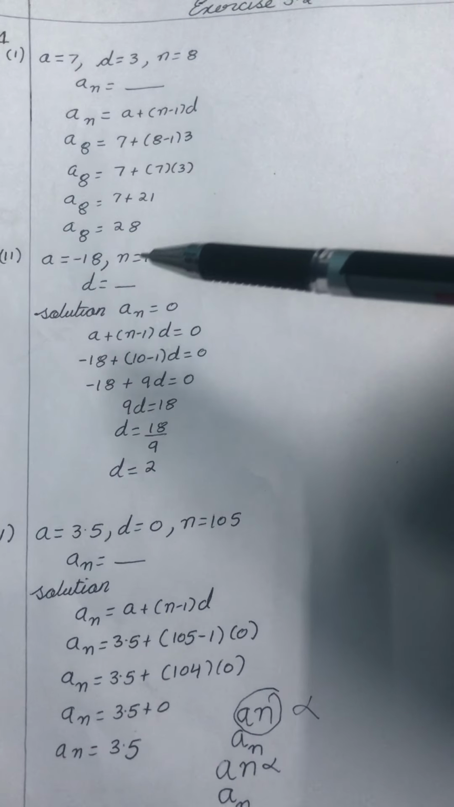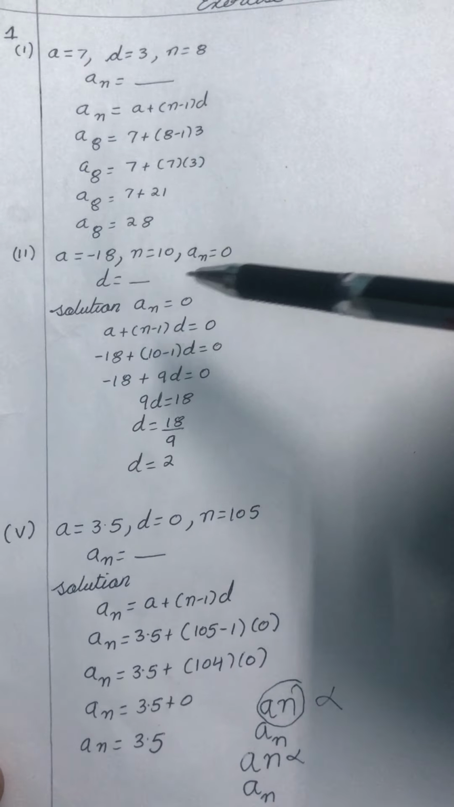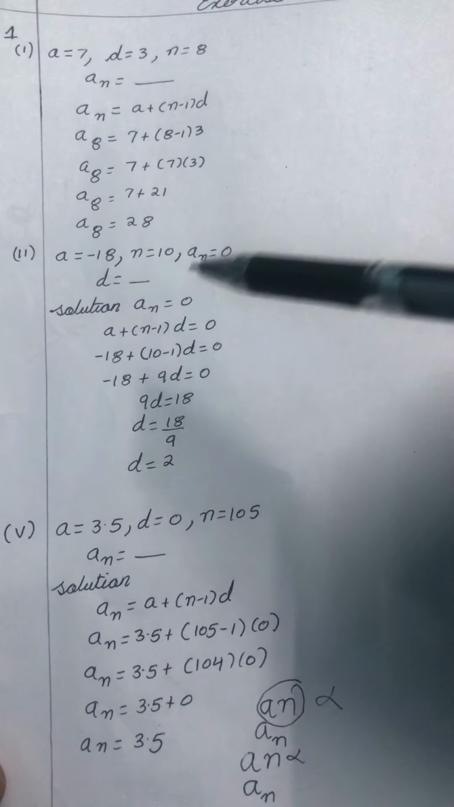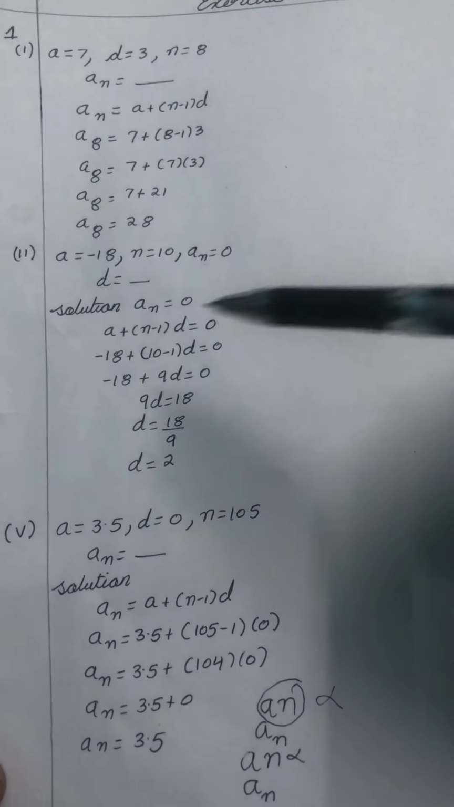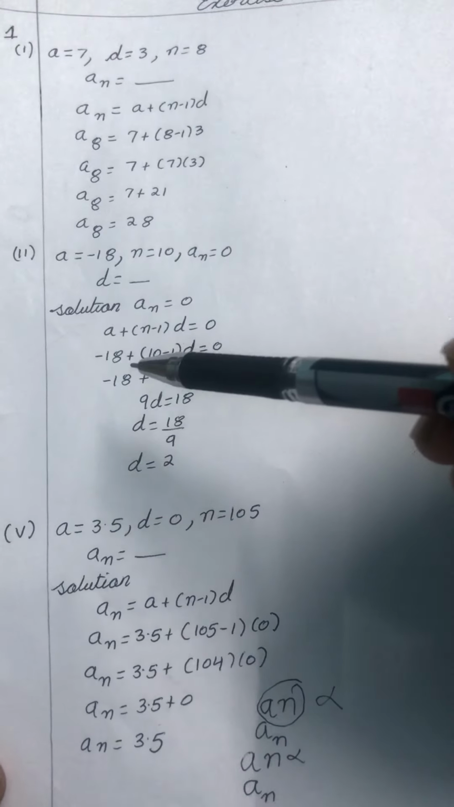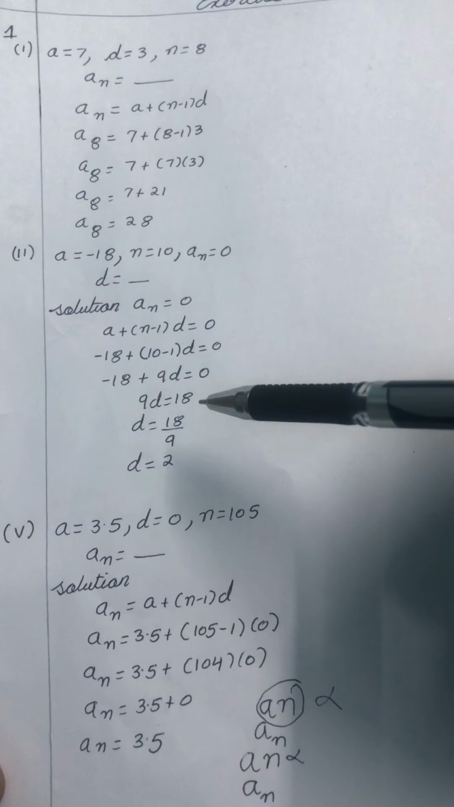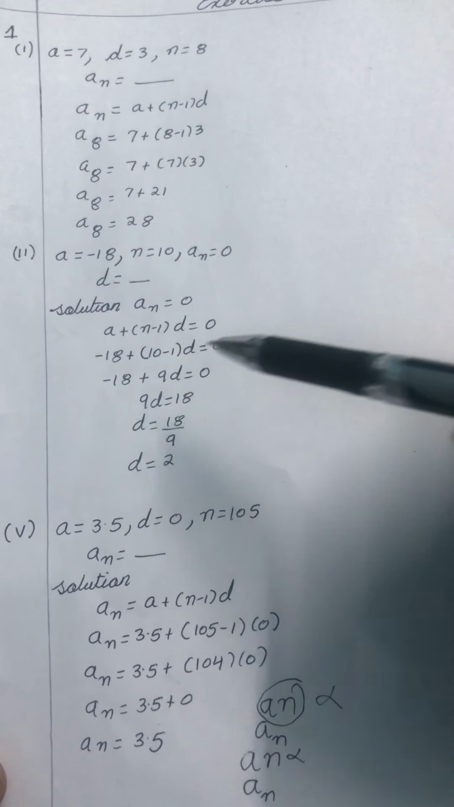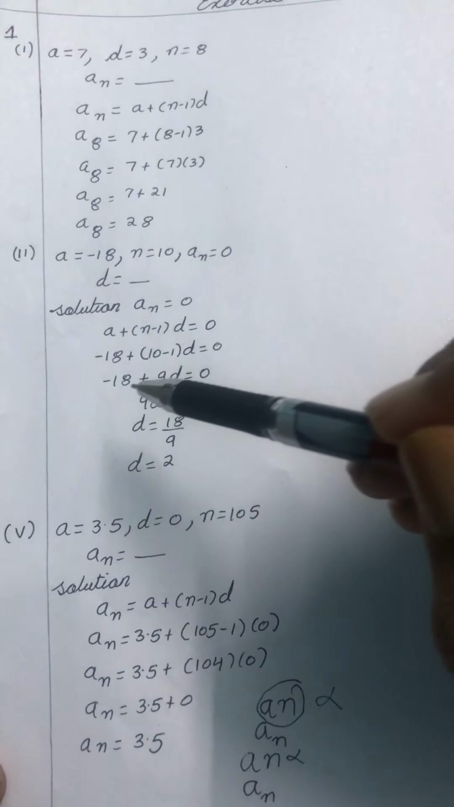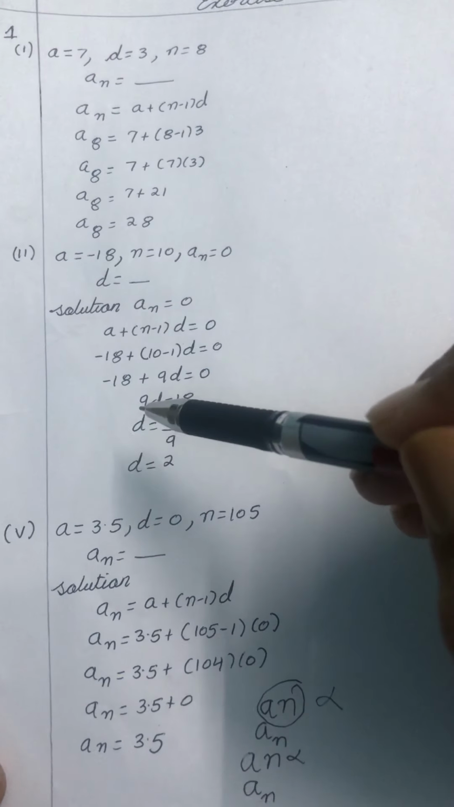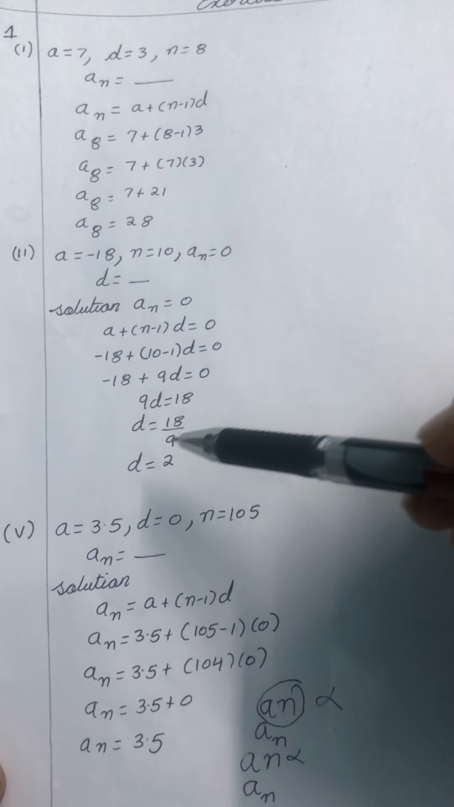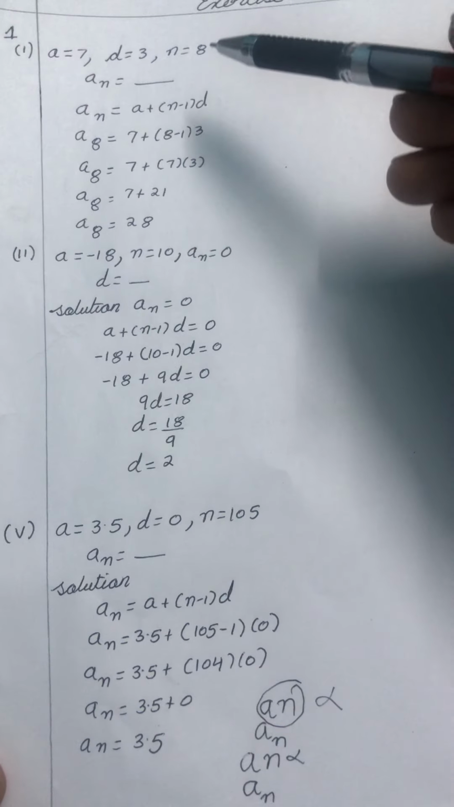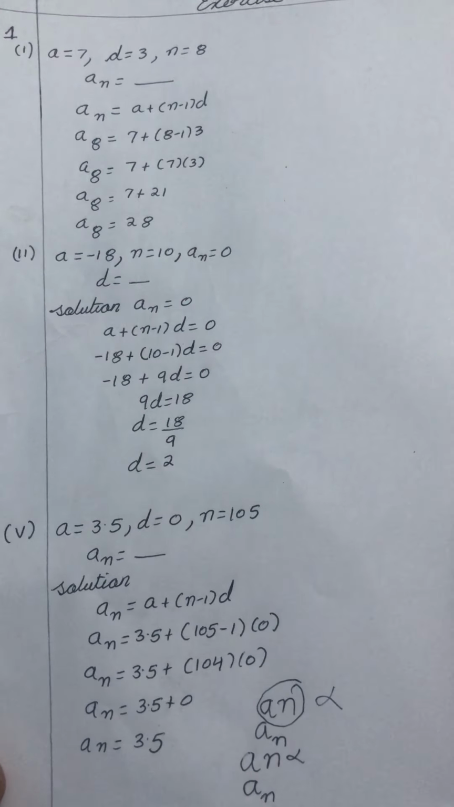Then the second part. In the second part, a is given as minus 18, n is given as 10, and an is given as 0. We want to find d. So an equals 0; apply the formula a plus (n minus 1)d equals 0, and substitute the values of a and n. So minus 18 plus 9d equals 0. Minus 18 is transferred to this side. 9 is the coefficient of d. So d equals 18 divided by 9, so d equals 2. So the value of d has come 2.